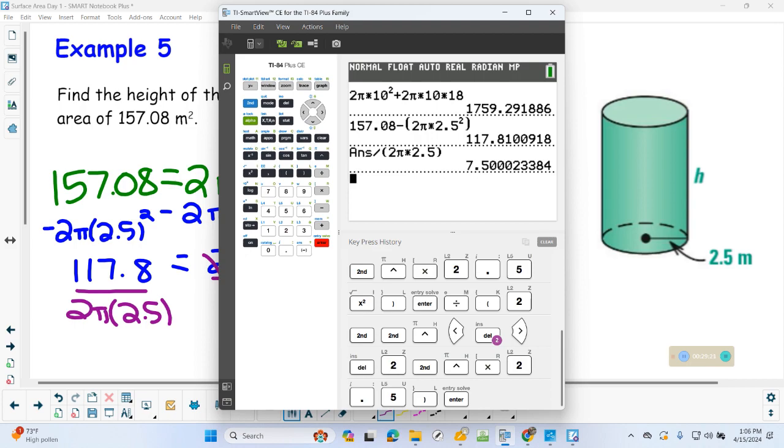Wait, I didn't get that. Parentheses, people. 7.499. That's exactly how I typed it in. You have to put the whole 117.8 number, not just 117. Now, if you rounded this and did 117.8 divided by that, you'll be a little bit off, but you should be close to 7.5.